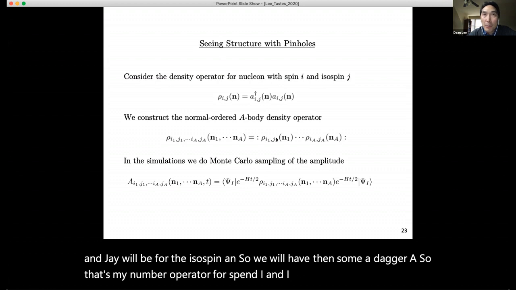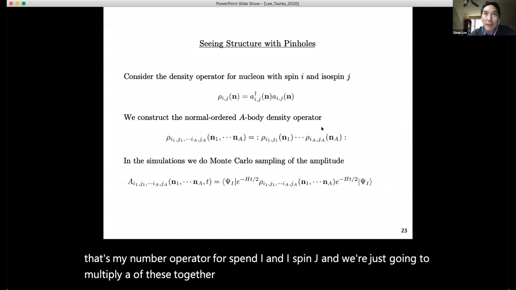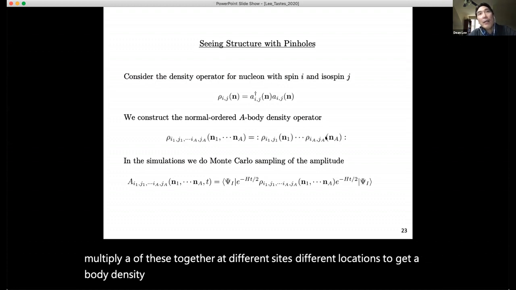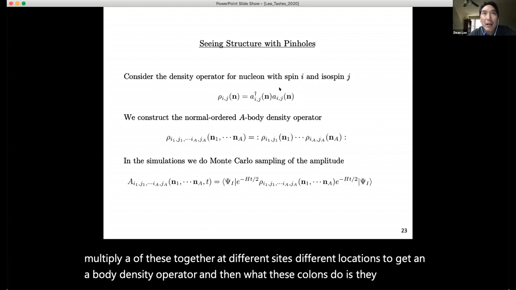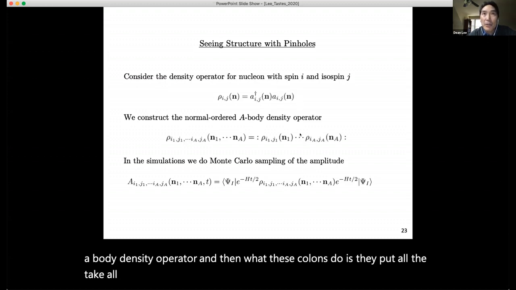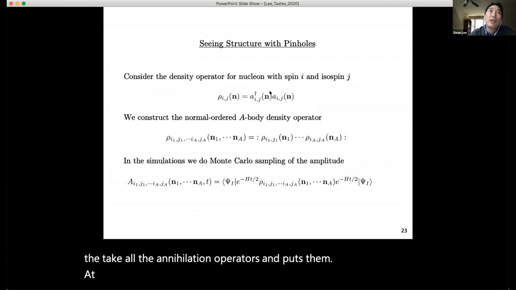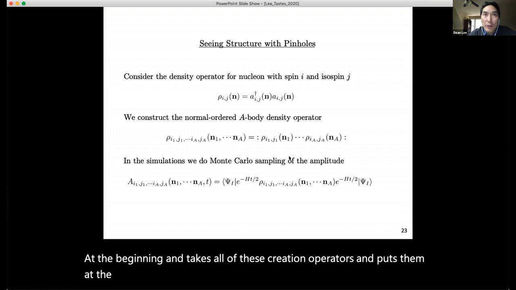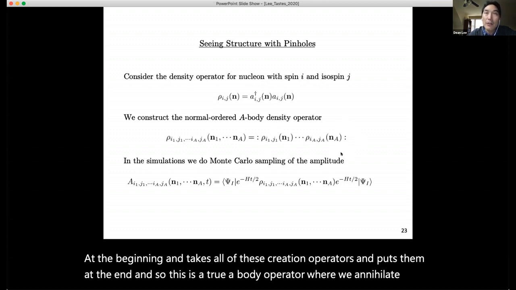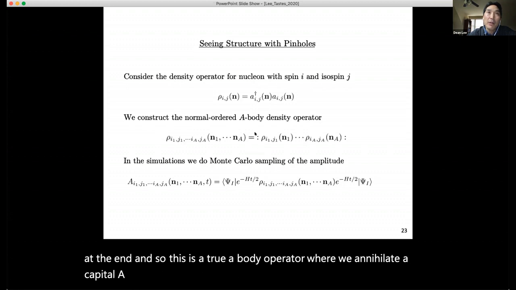And we're just going to multiply A of these together at different sites, different locations to get an A body density operator. And then what these colons do is they take all the annihilation operators and put them at the beginning, and take all of these creation operators and put them at the end. And so this is a true A body operator where we annihilate a capital A nucleons, and then we create capital A nucleons at the end.